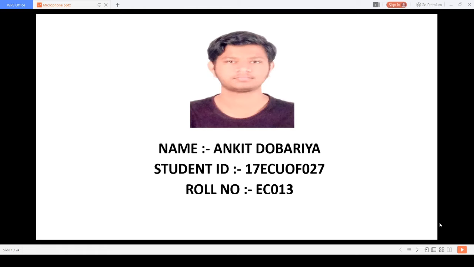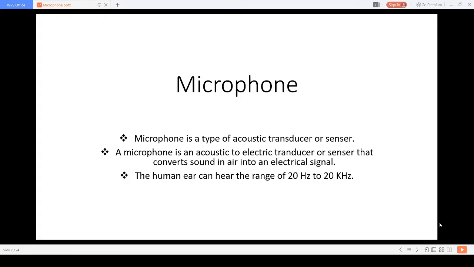Our topic is the microphone. The microphone is the most critical element in the recording chain. Any sound that is to be recorded has to pass through the microphone. A microphone is the transducer that converts acoustic energy to electrical energy. It is a type of acoustic transducer or sensor that converts sound in air into an electrical signal.